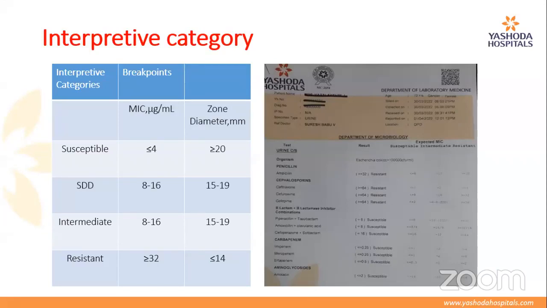Here the values are given as susceptible, SDD, and resistant. In 2022, CLSI has given the SDD value for piperacillin-tazobactam also. So very few drugs have SDD, but when SDD is there, even if it is not susceptible, we can use the drug by increasing the dose and increasing the frequency as per the guidelines.